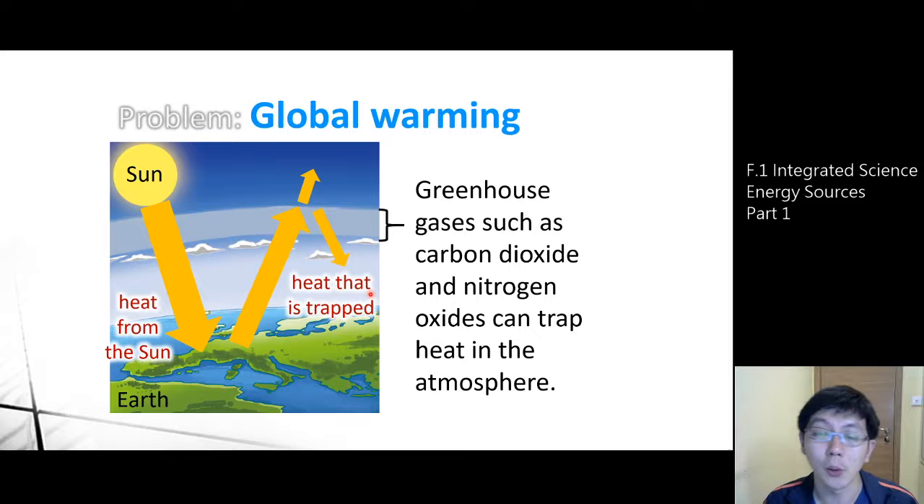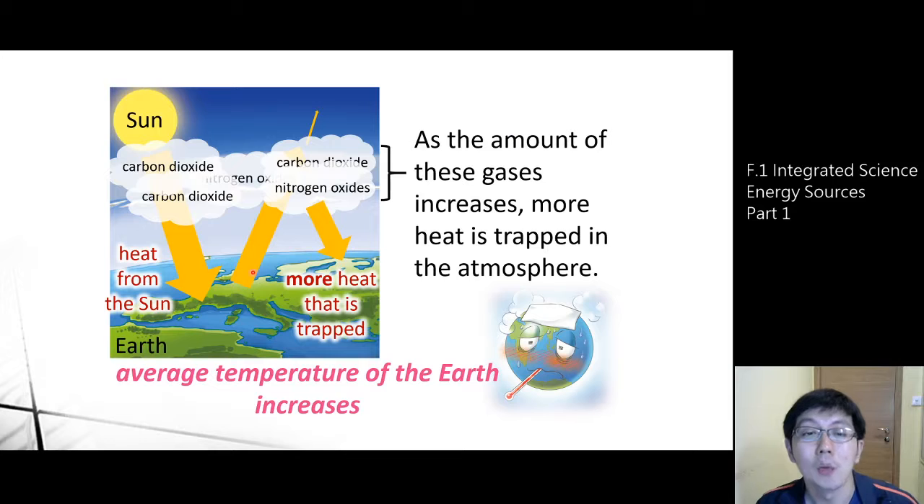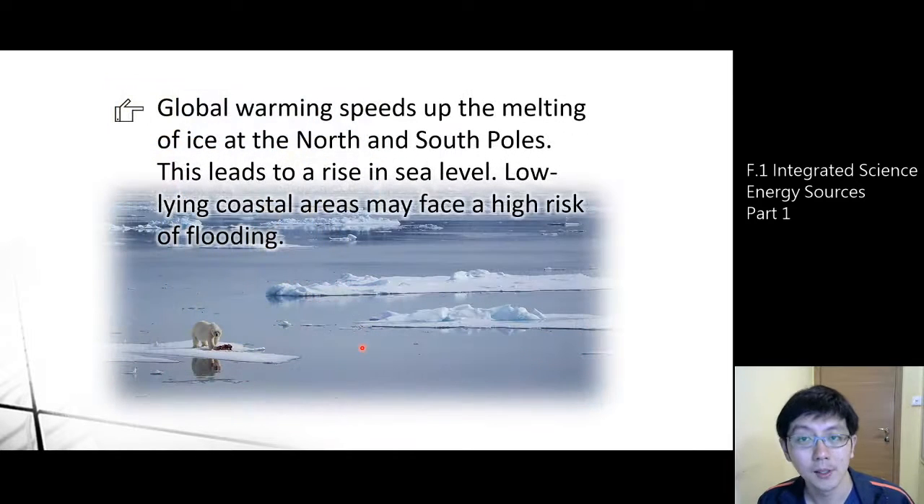This phenomenon is called the greenhouse effect. However, if we have too much greenhouse effect, it may be a problem. We call it global warming. As we are burning fossil fuels, many carbon dioxide and nitrogen oxides are released into the atmosphere. So we have more greenhouse gases. More heat is trapped inside the atmosphere, making the earth warmer and warmer. So this is a very serious problem nowadays.